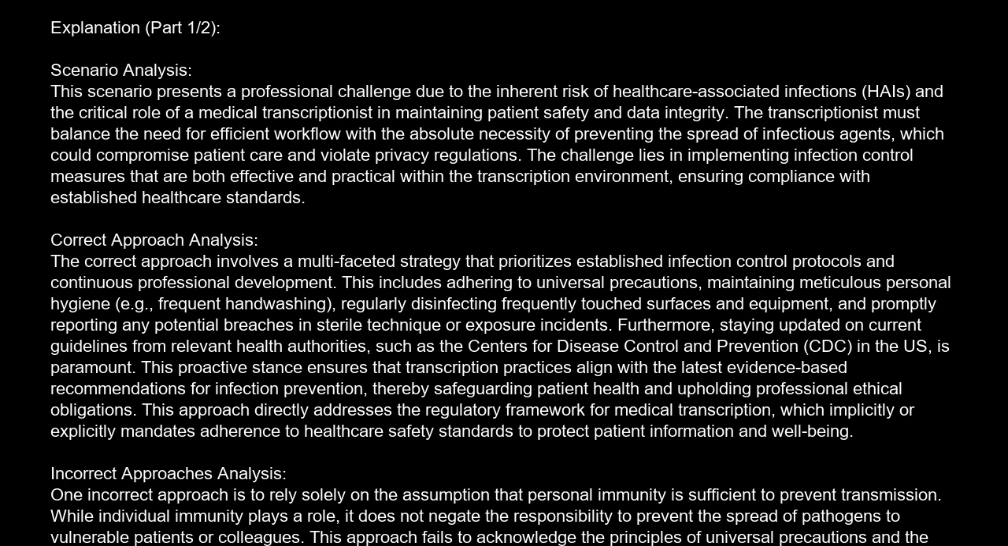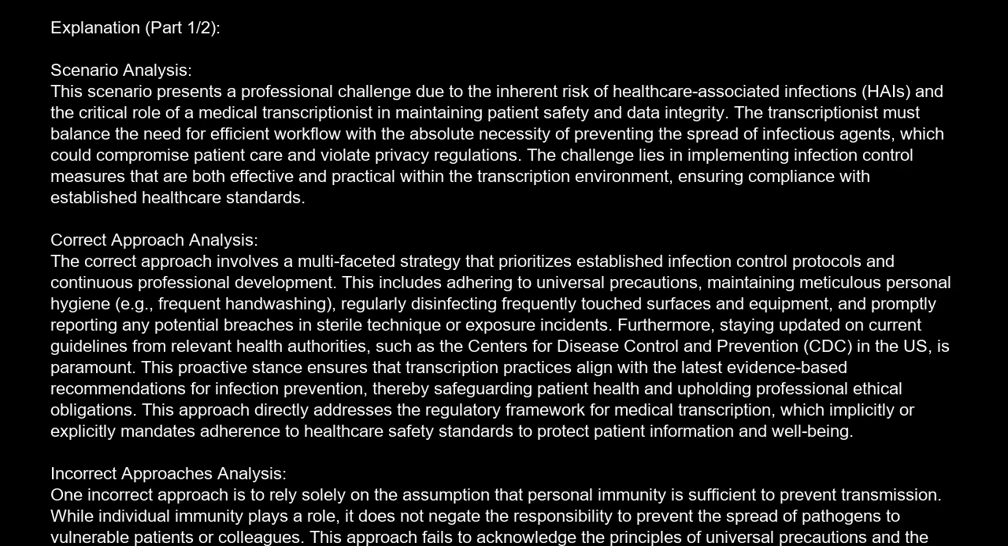The correct answer is A. Implementing a rigorous personal hygiene regimen, regularly disinfecting all transcription equipment and workspace surfaces, and actively seeking out and incorporating the latest infection control guidelines from reputable health organizations into daily practice.